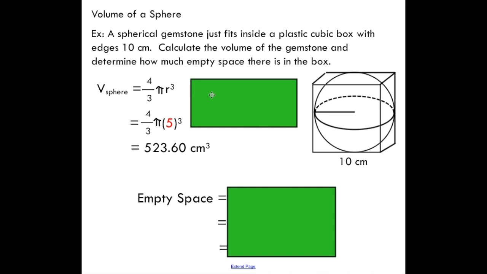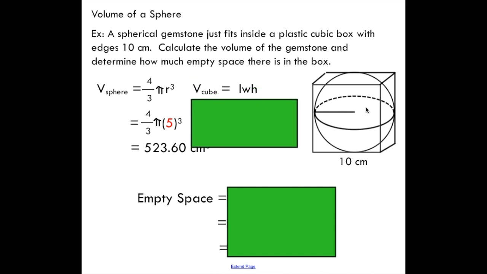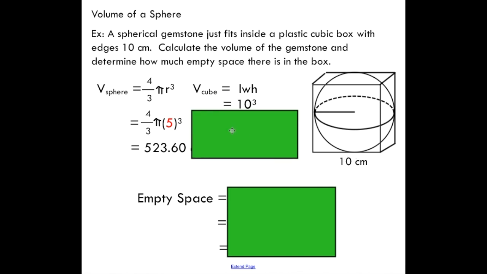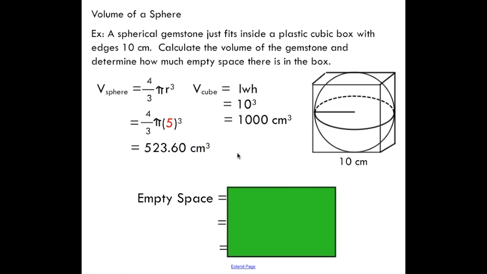What we need first is the volume of our cube. You can calculate the volume of the cube by taking the length, multiplying by the width, and then multiplying by the height. In this case, all 3 of these are going to be the same measurement of 10 centimeters because it's a cube. So all 3 sides will be the same. So that's just 10 cubed, which is 1,000 centimeters cubed. So that gives us the volume of our box.